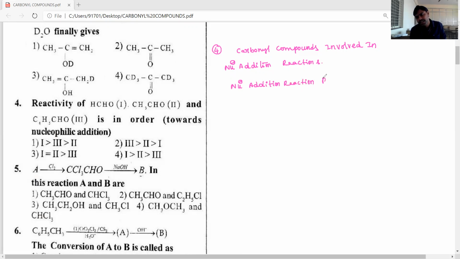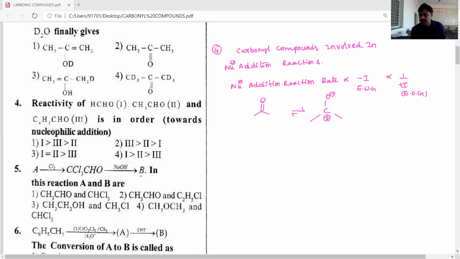Reaction rate is directly proportional to electron withdrawing groups, or minus I groups, and is inversely proportional to plus I groups. Why, dear students? For example, the C double bond O group is converted into O minus and C plus.